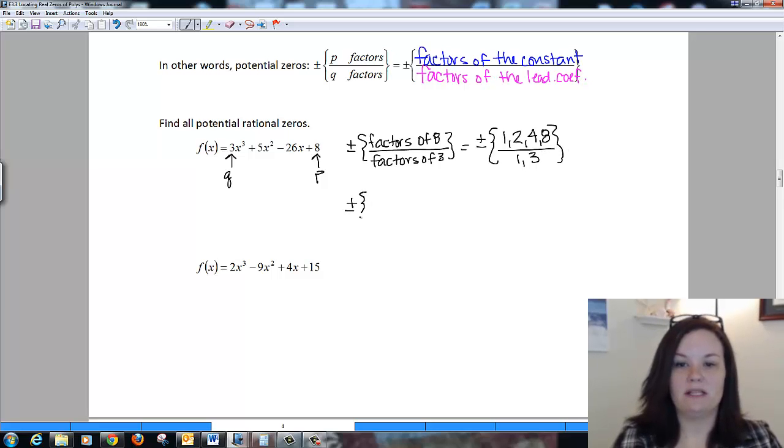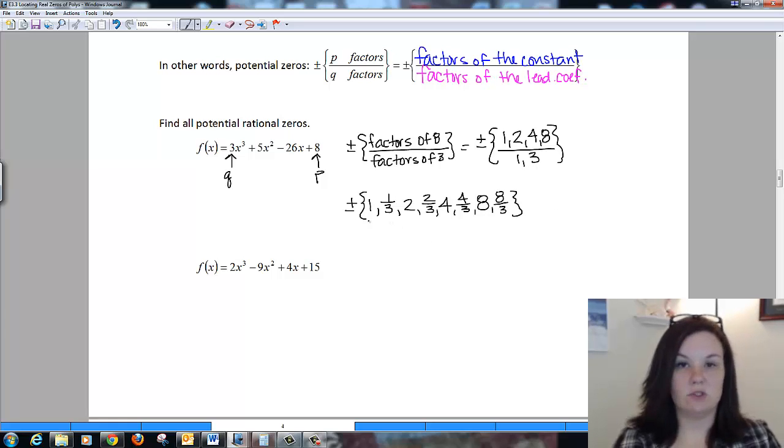So this gives me plus or minus. If I do 1 divided by 1, I get 1. 1 divided by 3, I get 1/3. 2 divided by 1, I get 2. 2 divided by 3, I get 2/3. 4 divided by 1 gives me 4. 4 divided by 3 gives me 4/3. 8 divided by 1 gives me 8. And 8 divided by 3 gives me 8/3.